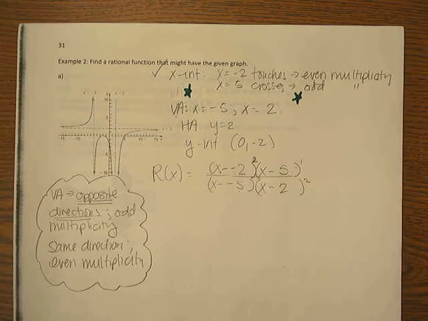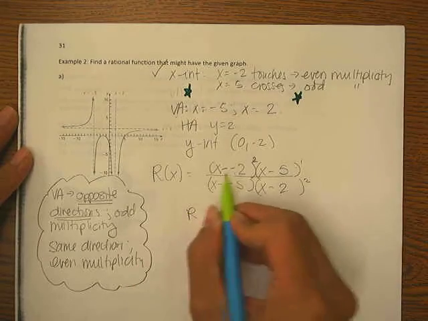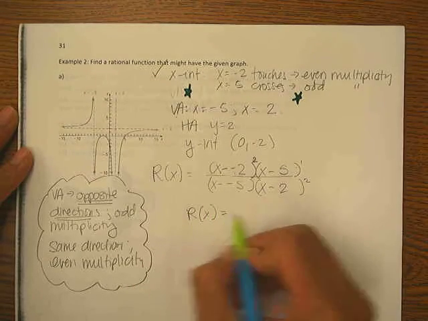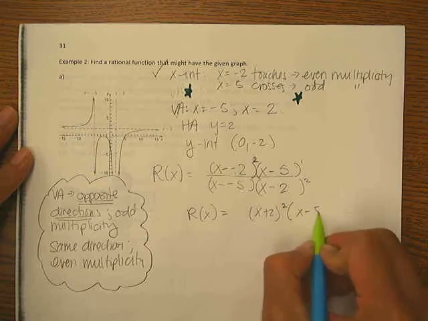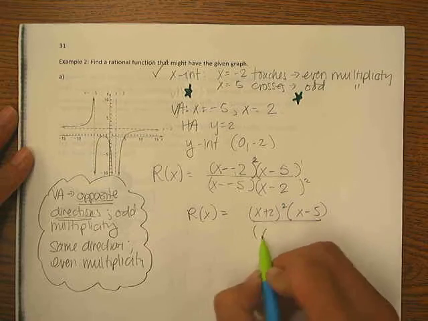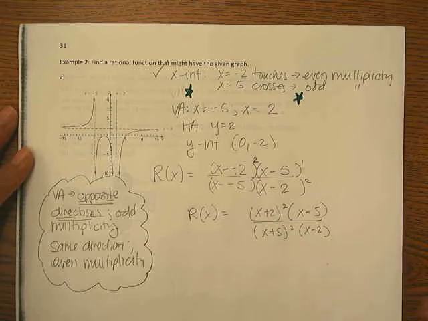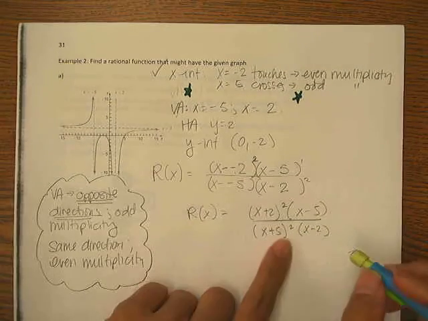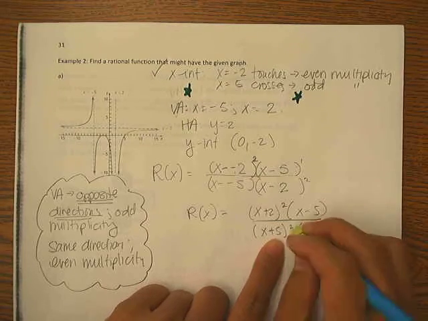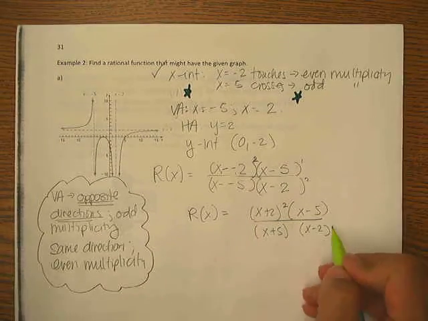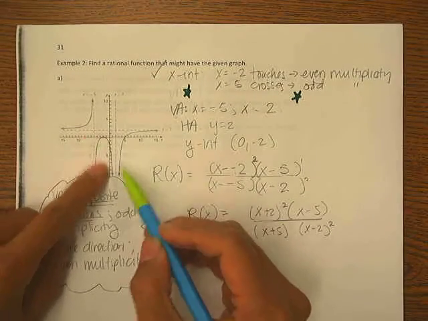I'm just going to polish this up a little bit. I'm going to go in and make the two negatives positive. So this is x plus 2 squared times x minus 5 over x plus 5 squared times x minus 2. I'm sorry, no, this doesn't have a square. I want to make sure I'm doing this. This one has a square, because this is where they both were going the same direction.